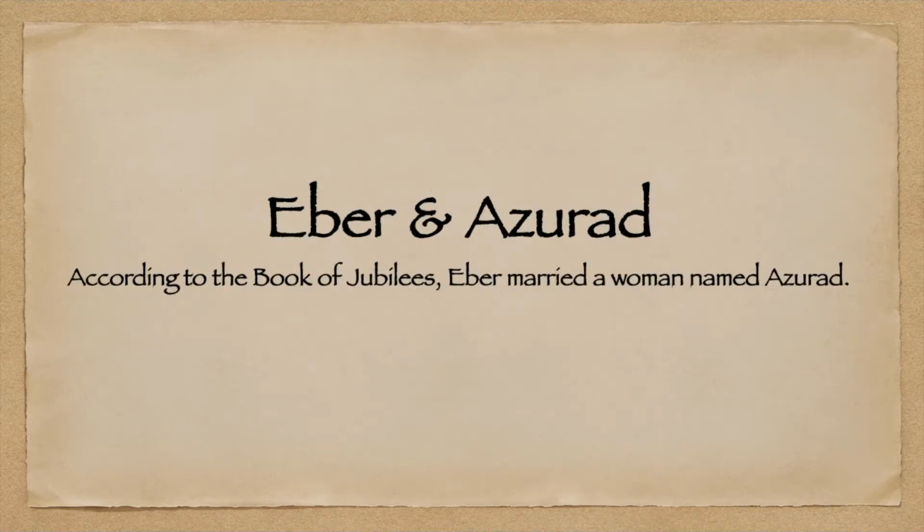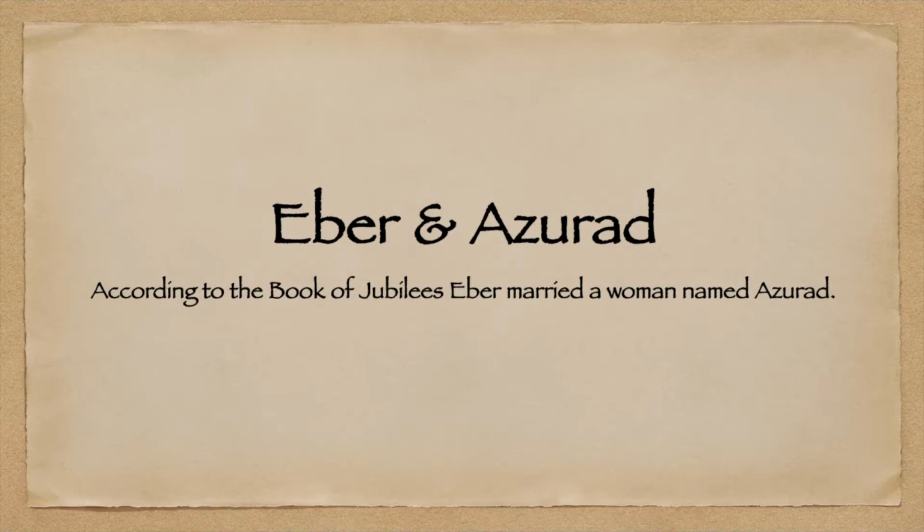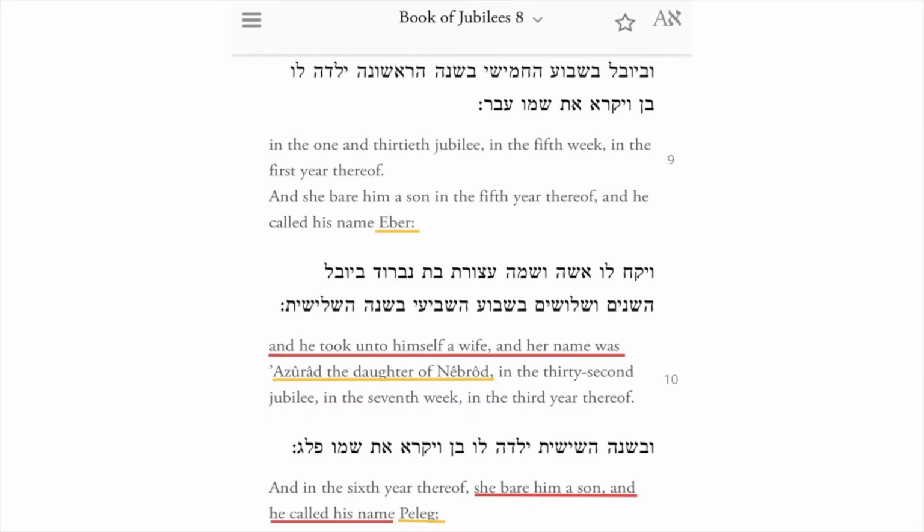According to the Book of Jubilees, Eber married a woman named Azurad. Book of Jubilees, chapter 8, verse 6 through 10, Eber: And he took unto himself a wife, and her name was Azurad, the daughter of Nimrod. She bare him a son, and called his name Peleg.